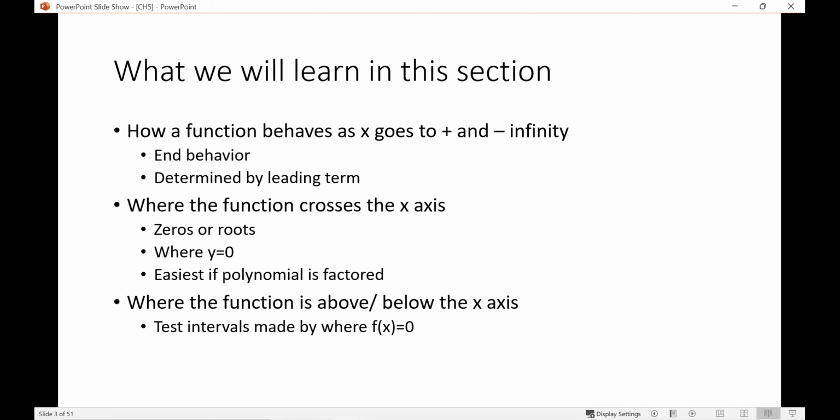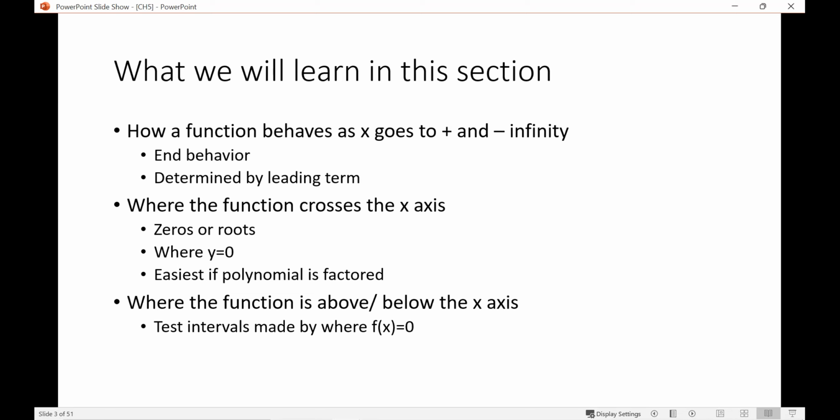So in layman's terms, what we're going to learn is how a function behaves as x goes to positive and negative infinity. Okay, we call this the end behavior. And this is completely determined by the leading term.